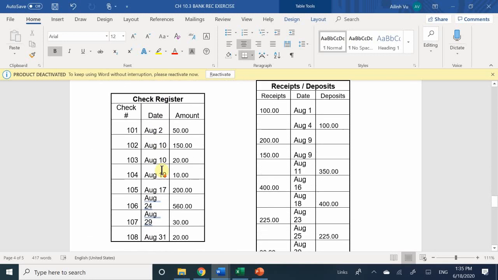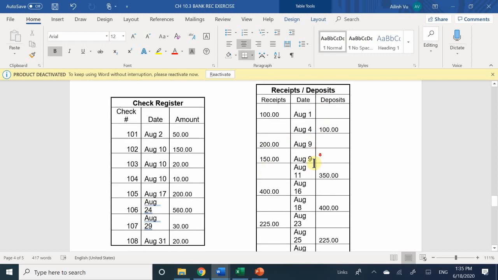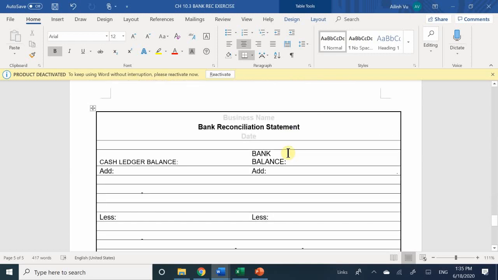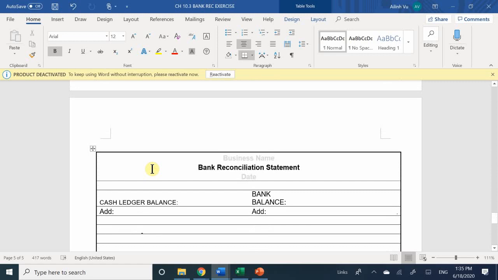And then here you get the check register, the list of all the checks that you've written. And here are all the deposits that you have made, your deposit slips. And lastly, here's your little reconcile table. So let's go ahead and start off. Which side do you want to work on first? You want to work on the cash side or you want to work on the bank side?